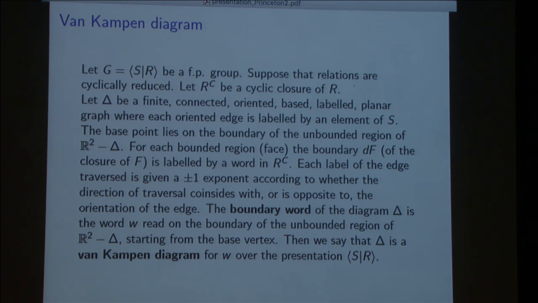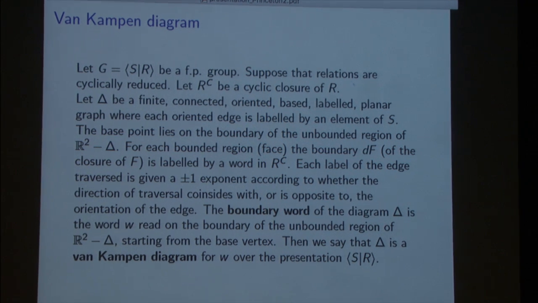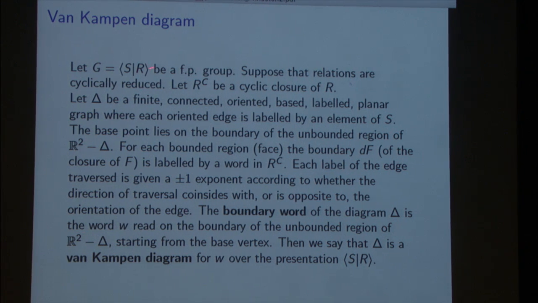Of the word problem, about how to see geometrically which words represent the identity in a group given by a presentation. So what is a Van Kampen diagram? The other names are Dehn diagram or disk diagram, so they're all synonyms. So suppose we have a finitely presented group.